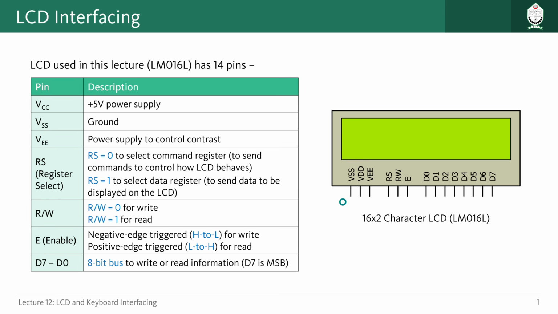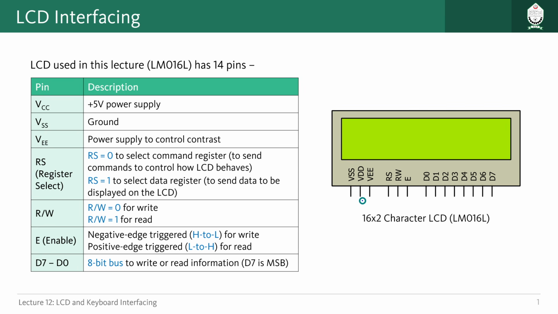So if we start from here, we have VCC and VSS. VCC is sometimes also called VDD, which is the power supply basically. So we have to give 5-volt power supply to power it up, to turn it on, and VSS is ground, right?